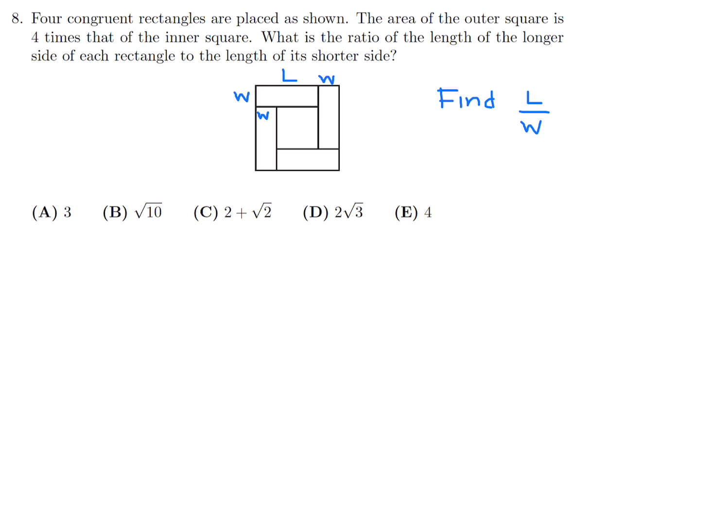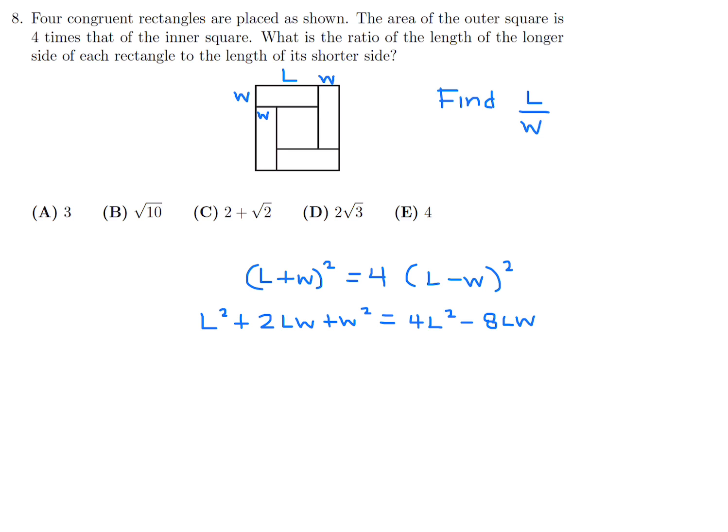And they tell us that the area of the outer square, which is L plus W squared in our variables, is 4 times the area of the smaller square, which is this smaller square inside. And that is L minus W squared. So we'll expand this. L squared plus 2LW plus W squared is equal to 4L squared minus 8LW plus 4W squared, positive, actually.